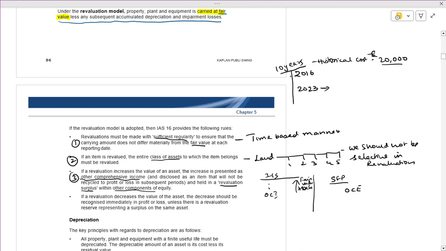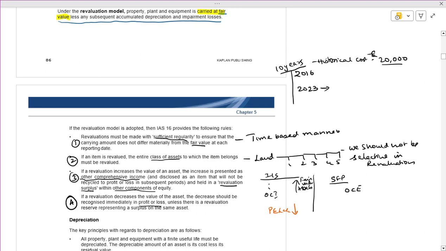If a revaluation decreases the value, the decrease should be immediately recognized in the profit and loss account, unless there is a revaluation surplus. If there is a revaluation surplus from the specific asset, we have to make the adjustments against it.